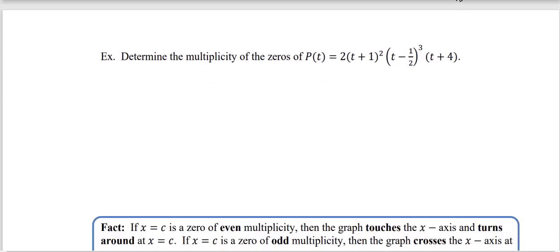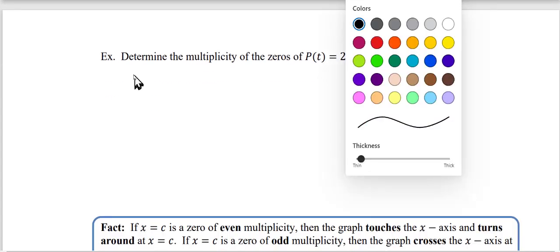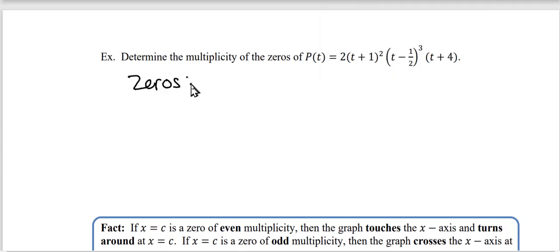Here's another example. For p(t), we have zeros. Remember, we set this equal to 0 and solve.